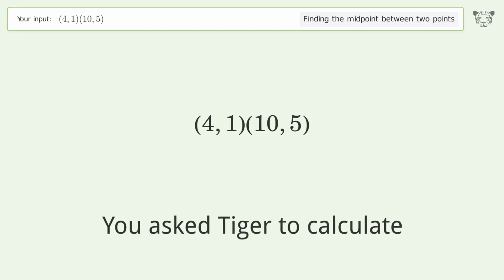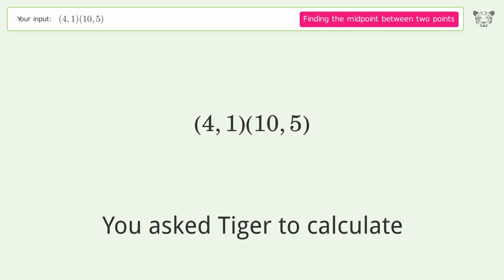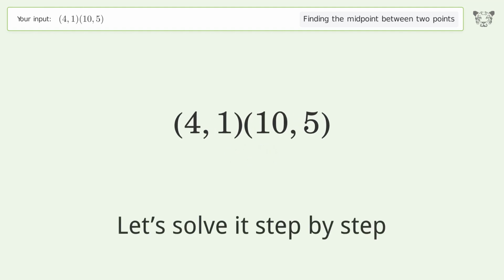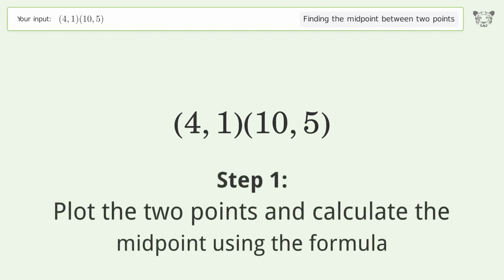You ask Tiger to calculate. This deals with finding the midpoint between 2 points. The midpoint between the 2 points is 7,3. Let's solve it step by step. Plot the 2 points and calculate the midpoint using the formula.